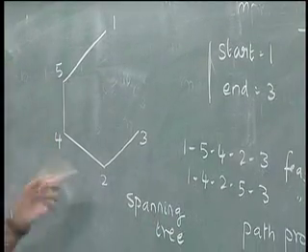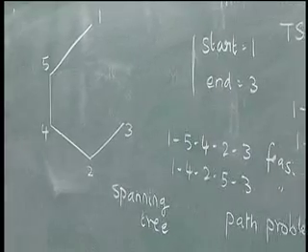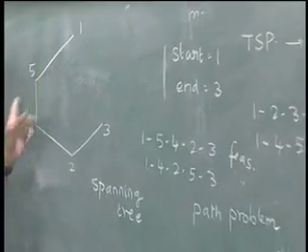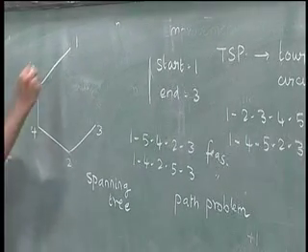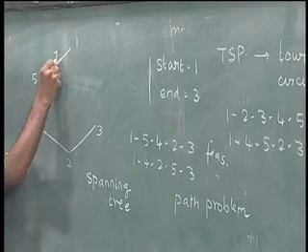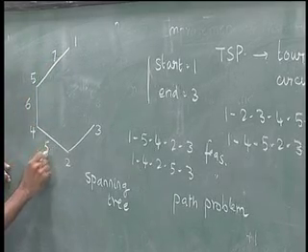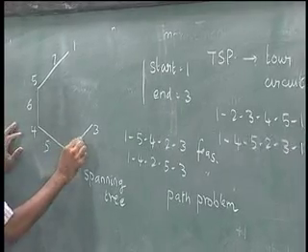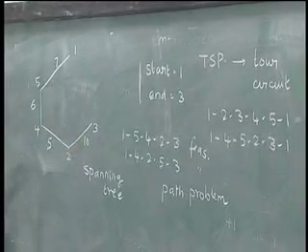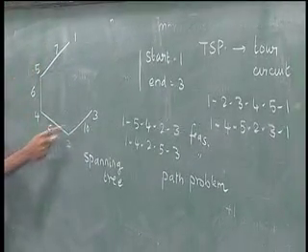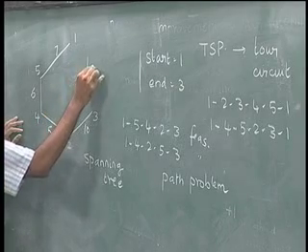By itself is a spanning tree. Now let us look at the length of this. Now this is 1 to 5 is 7, 4 to 5 is 6, 2 to 4 is 5 and 2 to 3 is 10. So this is 7 plus 6, 13 plus 5, 18 plus 10, 28.